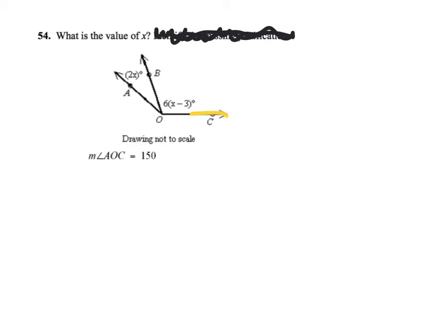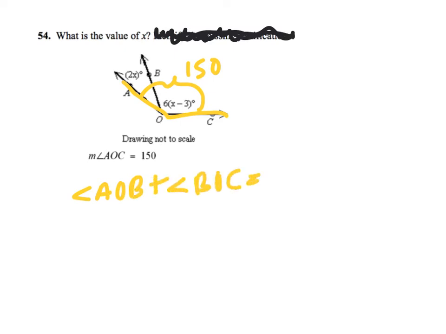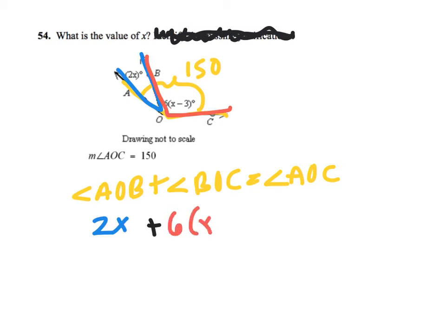They tell me that AOC, this entire angle, is 150. So I'm going to set up an equation that says the measure of angle AOB plus the measure of angle BOC equals the measure of angle AOC. And then we're going to plug in what I know. So I know AOB, this guy here, is 2x. And we're going to add to that BOC, which is 6 times x minus 3. And altogether they equal the entire thing, which is 150.